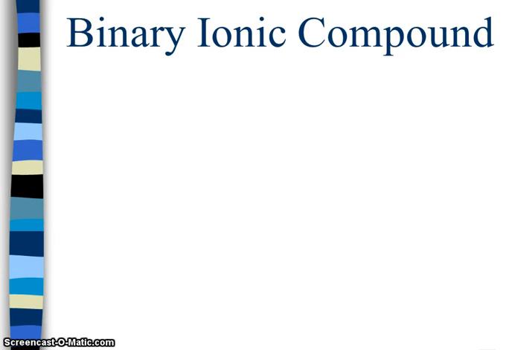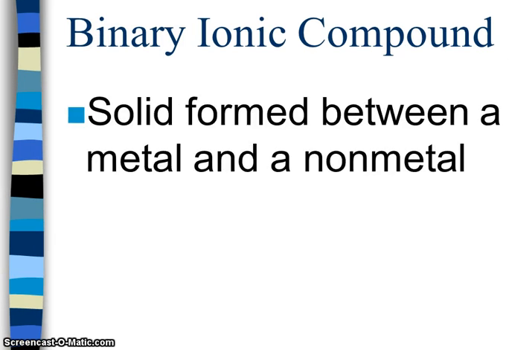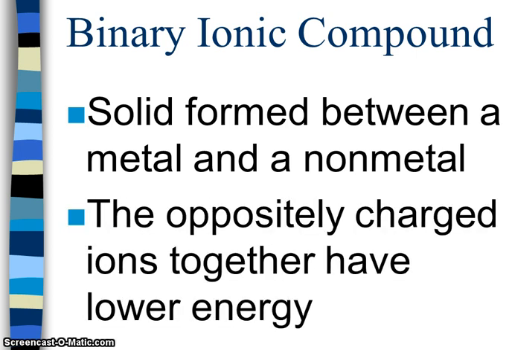So binary ionic compounds are solids that are formed between a metal and a nonmetal, or something on the left side of the periodic table combined with something on the right side of the periodic table, or something that has a low electronegativity and something that has a very high electronegativity. That causes a transfer of electrons. And since we have a transfer of electrons, we end up with charged ions.